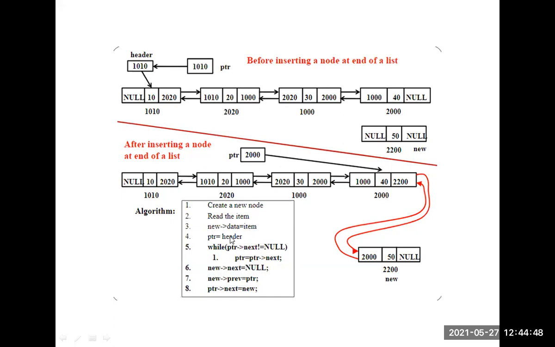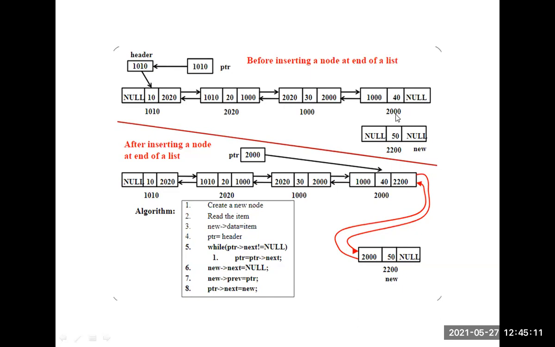Now PTR is 1000 here. Now PTR of next is 2000. Now PTR is 2000, and PTR of next is null. So we come out of the loop, because PTR is now 2000 and PTR of right link is null. Now here, what is the value of PTR? The last node address is PTR.